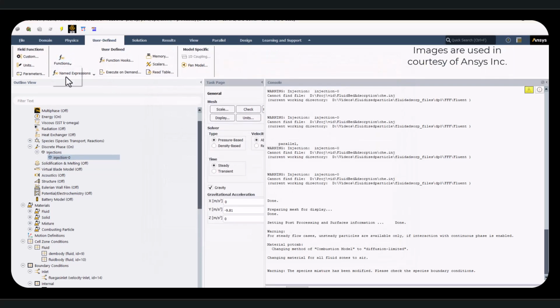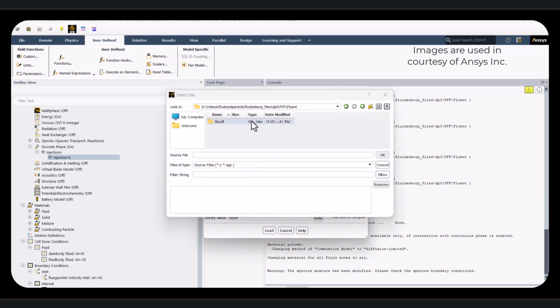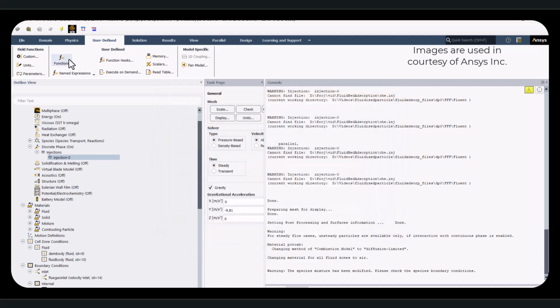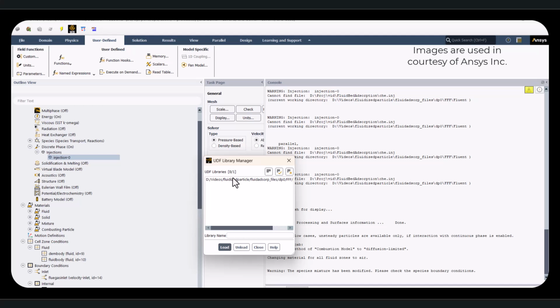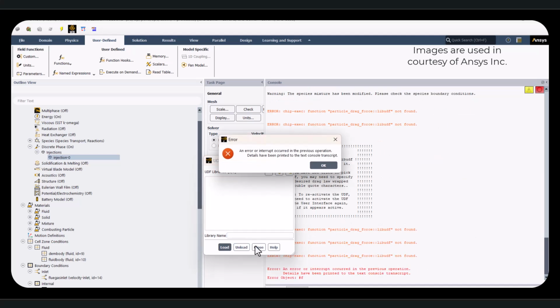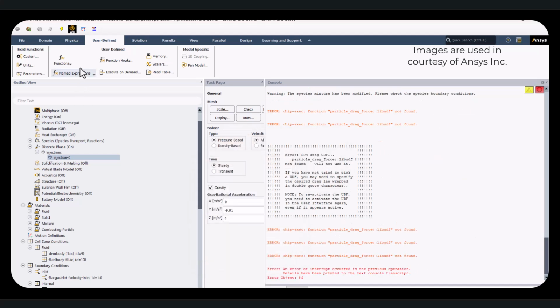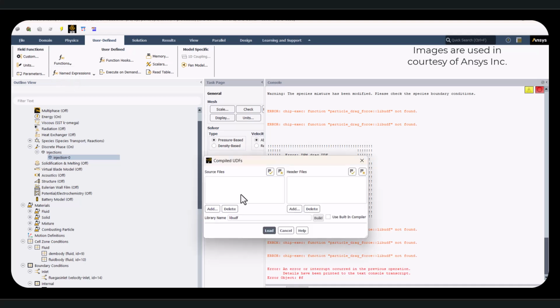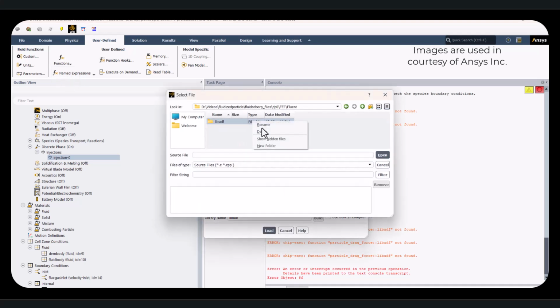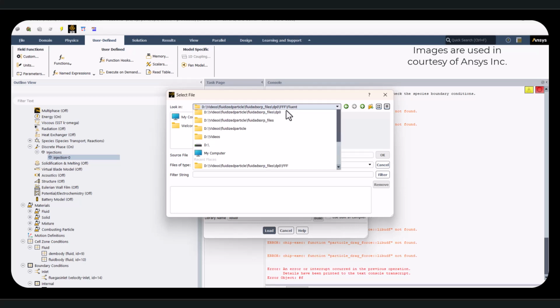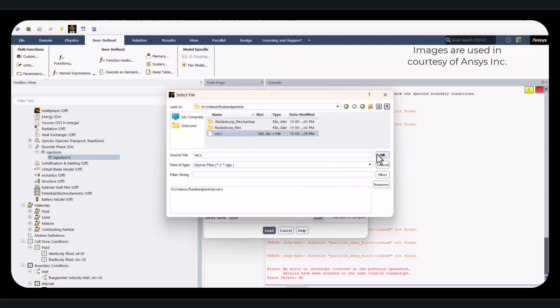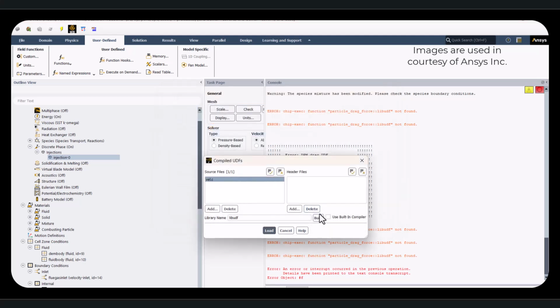You all know that functions are compiled, and you can just add the drag force. Maybe I'll once again, for your information, remove this and freshly add that. This is a previous one I have executed and compiled. Now I'll just recompile and build and hook that.